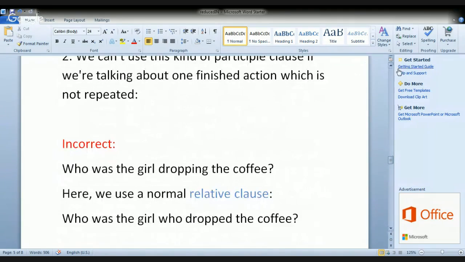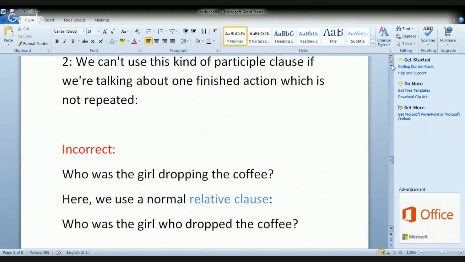Okay. So hopefully you can understand that we can't use this kind of participle clause if we're talking about one finished action which is not repeated. All right. So incorrect sentences.